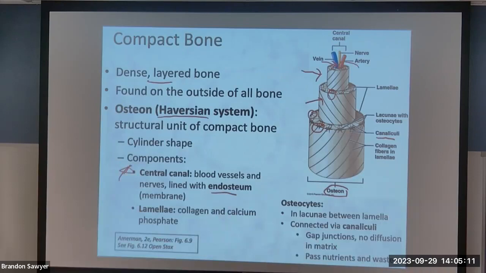And then the lamellae are the little sections here that we can see. These little portions where the collagen and calcium phosphate are. Really, each cylinder is called a lamellae. And then again, those osteocytes are in those little lacunae we talked about before, and connect to each other and the central canal via canaliculi, which just means mini canal. These are another example of cells that have gap junctions, so they can connect right to each other. They can share nutrients with each other, as well as waste products.